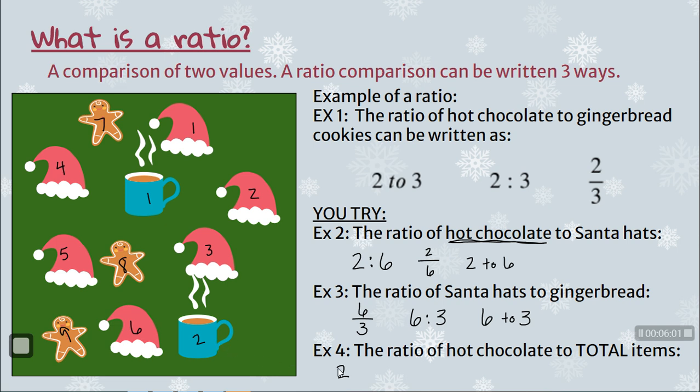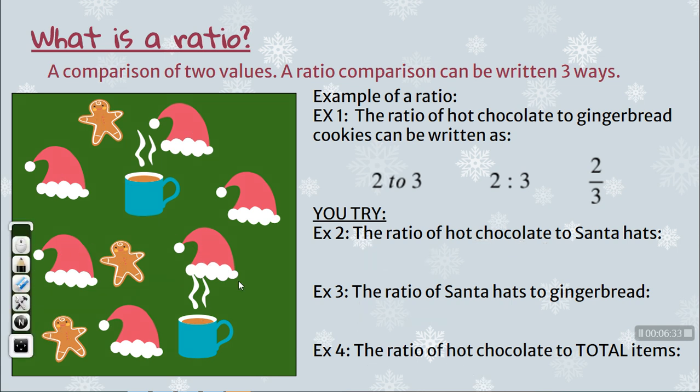Even though we've already talked about the hot chocolate in our first part of the ratio, it is still part of the total items. So if we have 9 before the hot chocolate, then this would make 10 and 11. So 2 to 11. There are 11 total items in our picture. All right, let's look at the next slide.